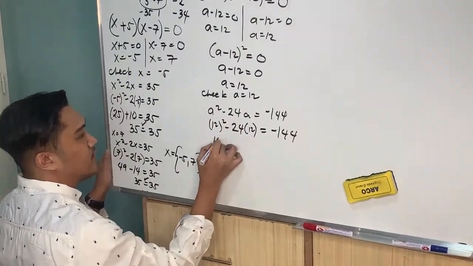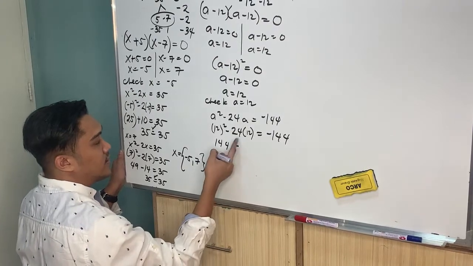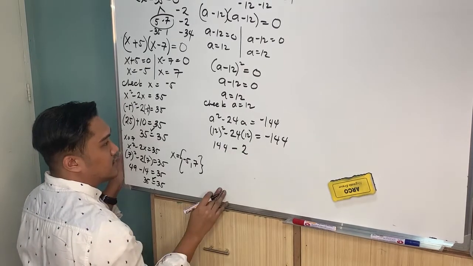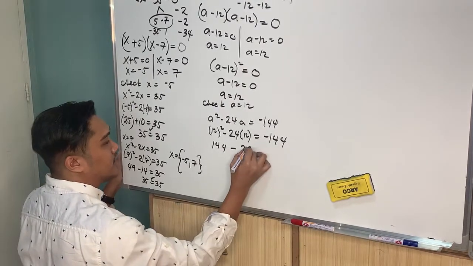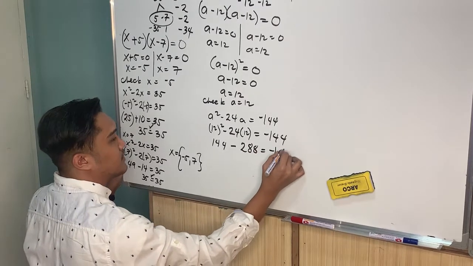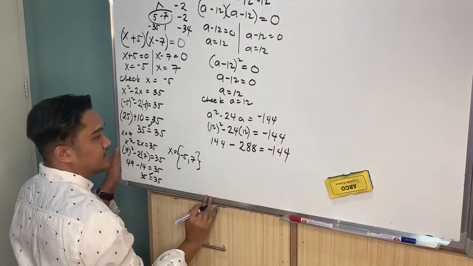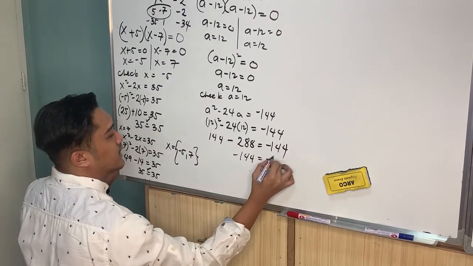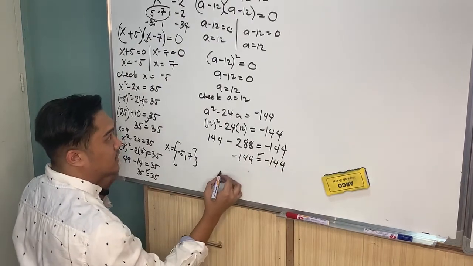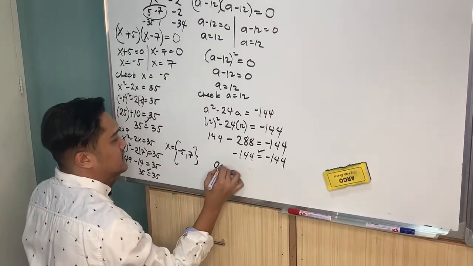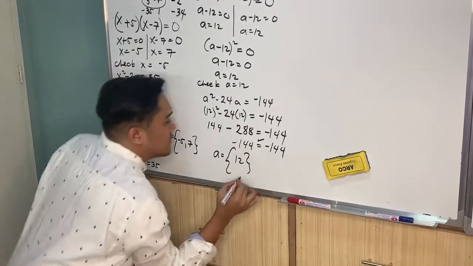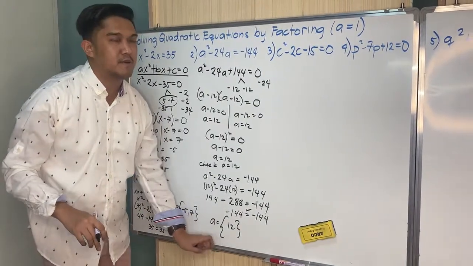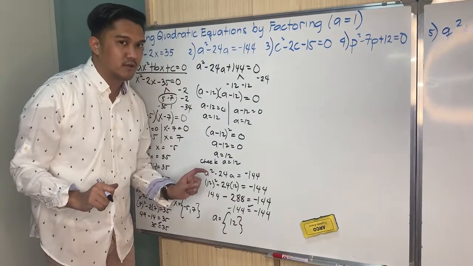So, 144 minus 24 times 12 is what? 288 is equal to negative 144. Okay, so magiging sagot is negative 144 is equal to negative 144. Therefore, ang magiging sagot natin ay a is equal to 12. Sa ibang books, ganyan lang yung nilalagay. Pero, pwede rin naman na para mapakita natin na merong dalawang 12 sa loob ng set.